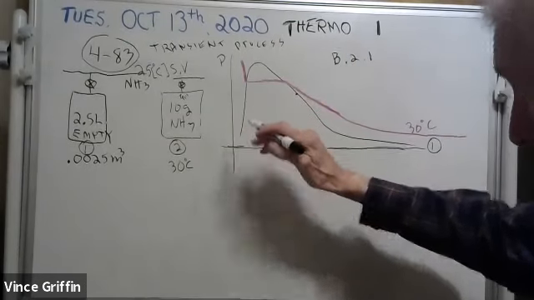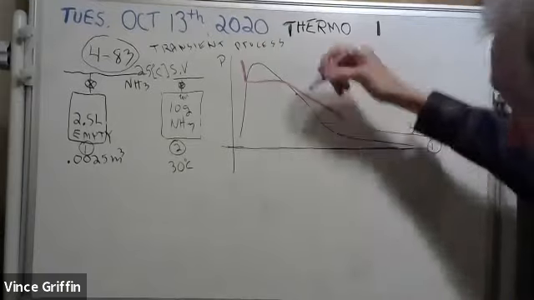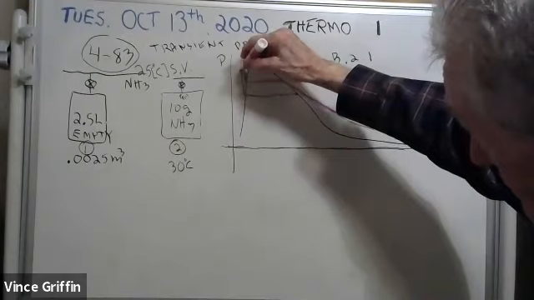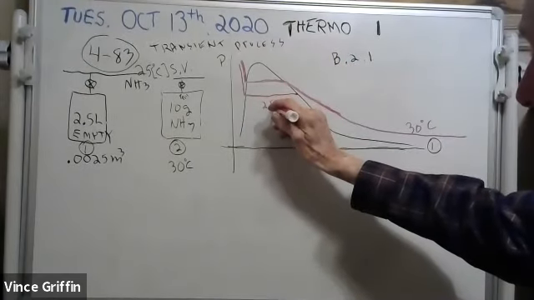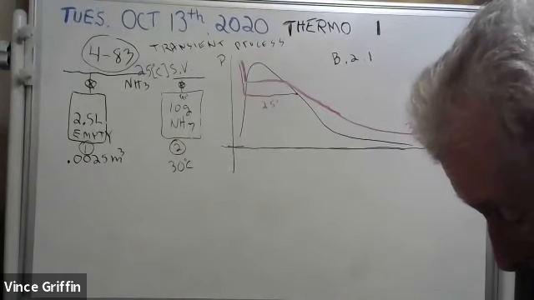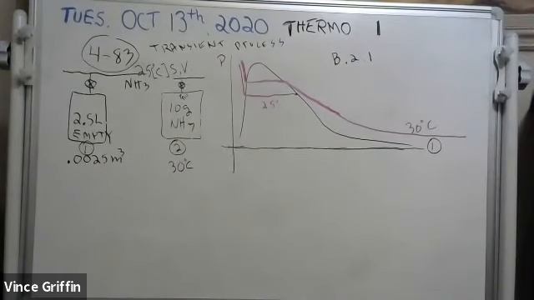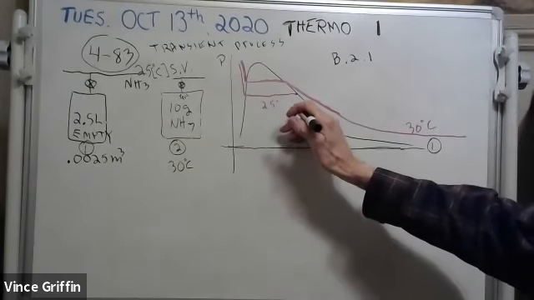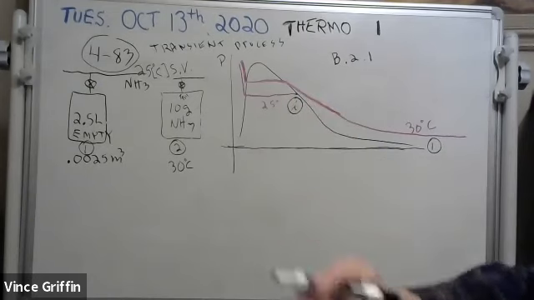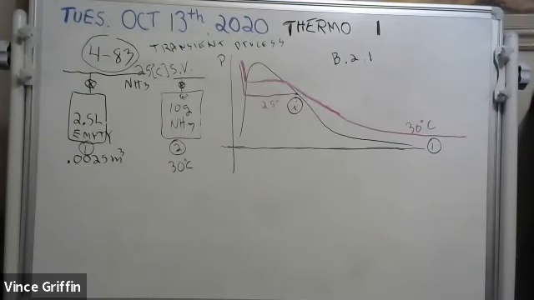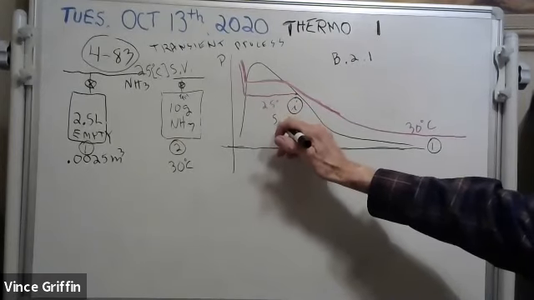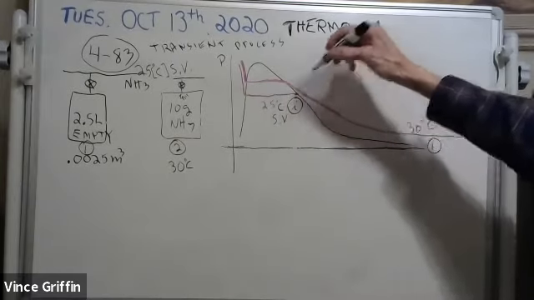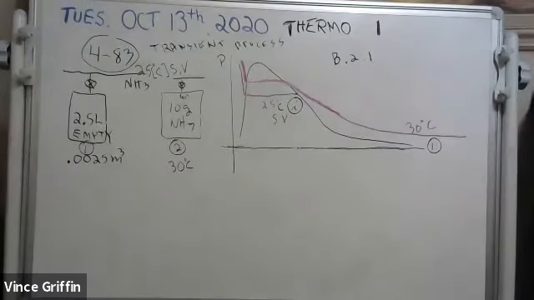I could draw that for you. Here's your 25 degrees Celsius. But we still don't know where state 2 is. This is your incoming state. I'll put a little I for that. That's your incoming state. It's at saturated vapor at 25 degrees, and you're right there. But state 2, I don't know where it is exactly.